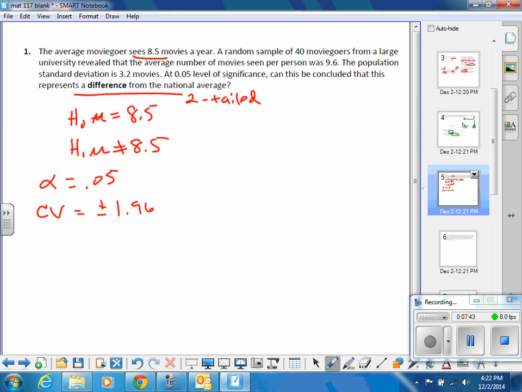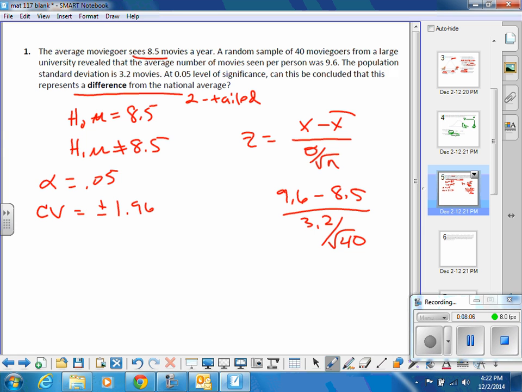Now I need to compute my test value. It's the nice, familiar old Z formula that we are so awesome with at this point. They give us all the information in the problem. X bar is my test value, 9.6. My mu is 8.5. They give me sigma, which is 3.2, over the square root of 40. I punch all that in the calculator and end with 2.17. Well, let's compare 2.17 to 1.96. It's falling in the danger zone. If you're not sure, do your little drawing. Here's 1.96; you'll see that 2.17 is definitely in that shaded danger zone.